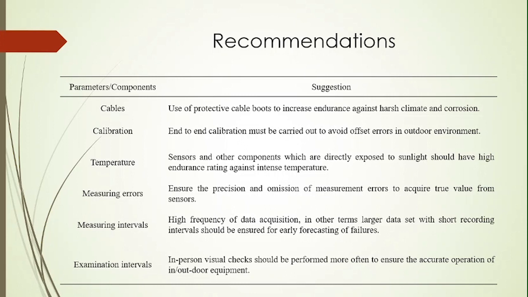For the calibration of the equipment, end-to-end calibration can be carried out to avoid any offset errors in the outdoor environment. And for sensors and other components such as PV modules, which are exposed to sunlight throughout the year, they should have a high endurance rating against intense temperature, because due to constant exposure to sunlight and harsh climate, the rate of erosion of these components can increase. So the temperature endurance should be kept high for these sensors and other outdoor components.